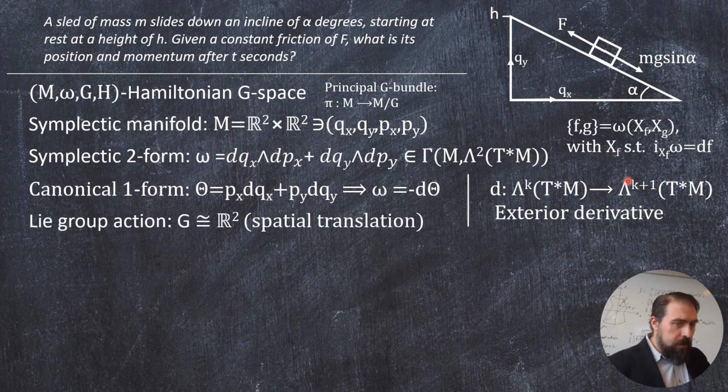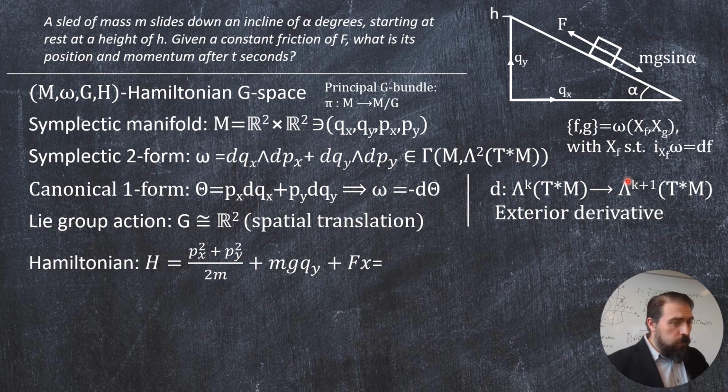As for the G, that's our Lie group action, and it's isomorphic to R^2 in this case because I've chosen spatial translations to be our symmetry group. Now, there are obviously more symmetries to a problem like this, but I decided to focus on the spatial translations because they're quite simple, and if you're familiar with symmetries in physics and Noether's theorem, you will know that spatial translations are associated with a conserved quantity that is known as momentum.